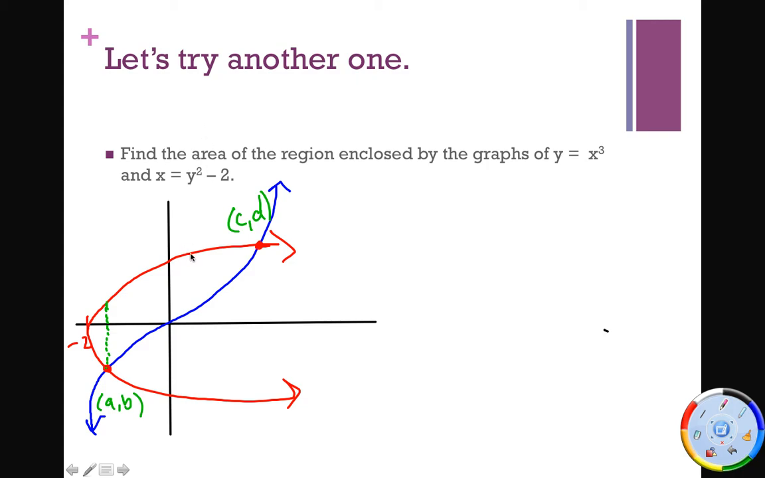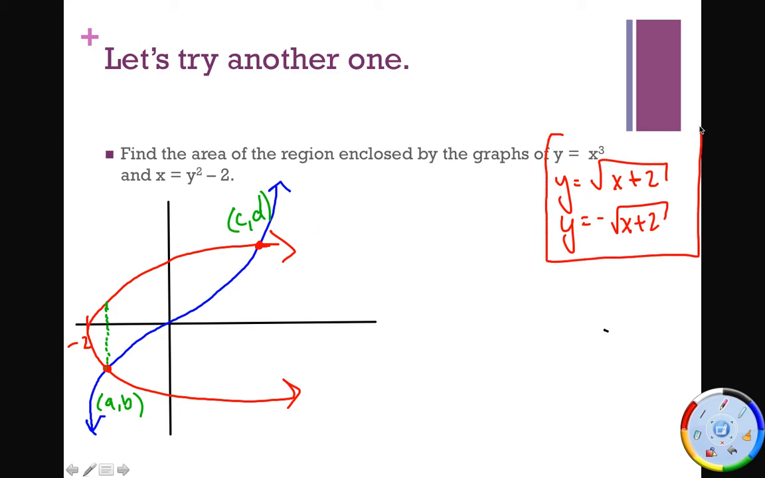Let's think about both of these problems as y equations. So the red equation is going to change to y equals the square root of x plus 2, but it's also equal to the negative square root of x plus 2, because when you add 2 and then take the square root of both sides, you have to have plus and minus. So if you were to try to graph this in your calculator, you would actually have to graph all 3 of these equations. So if you're using your calculator, this is what you're going to need.